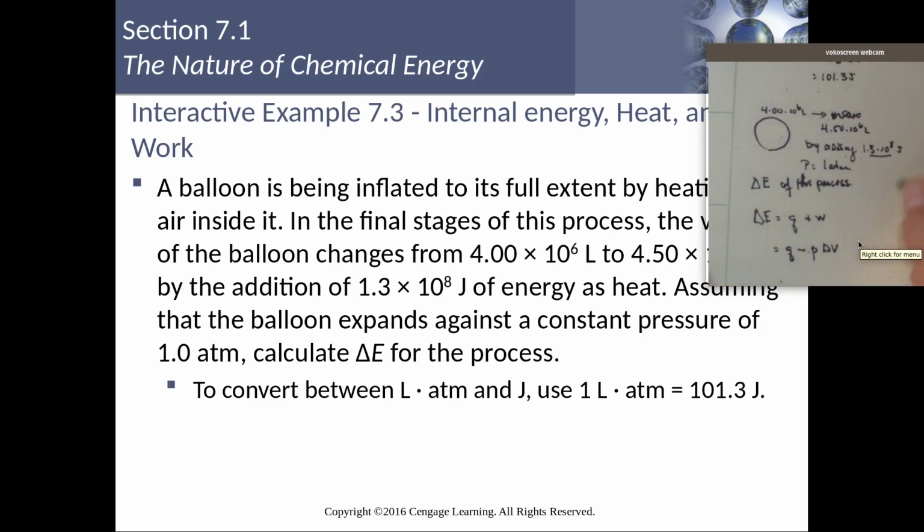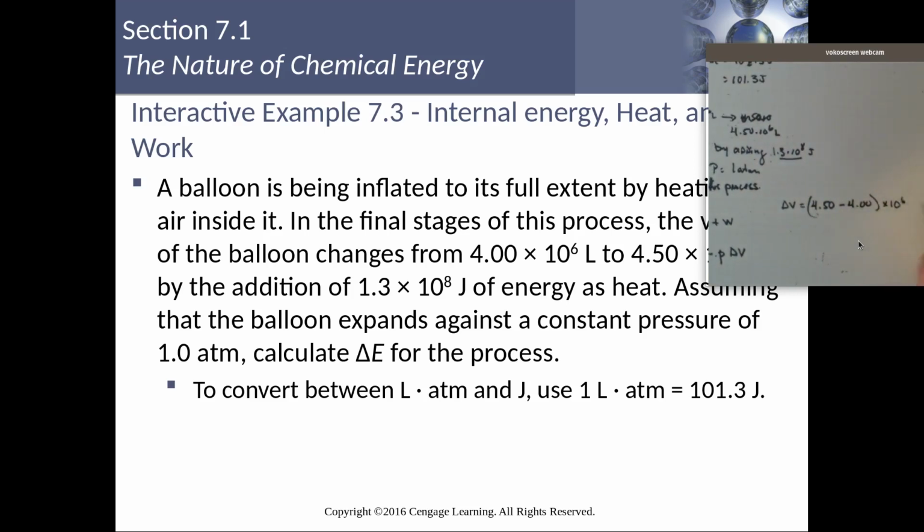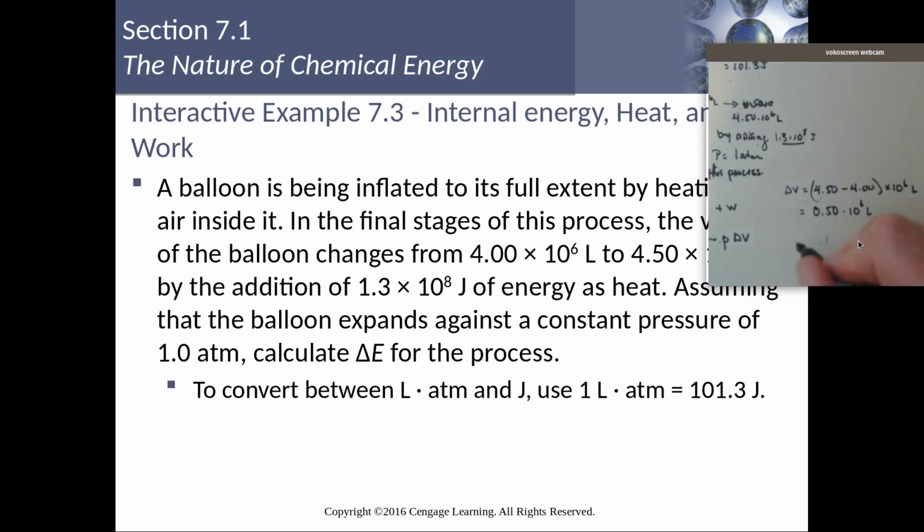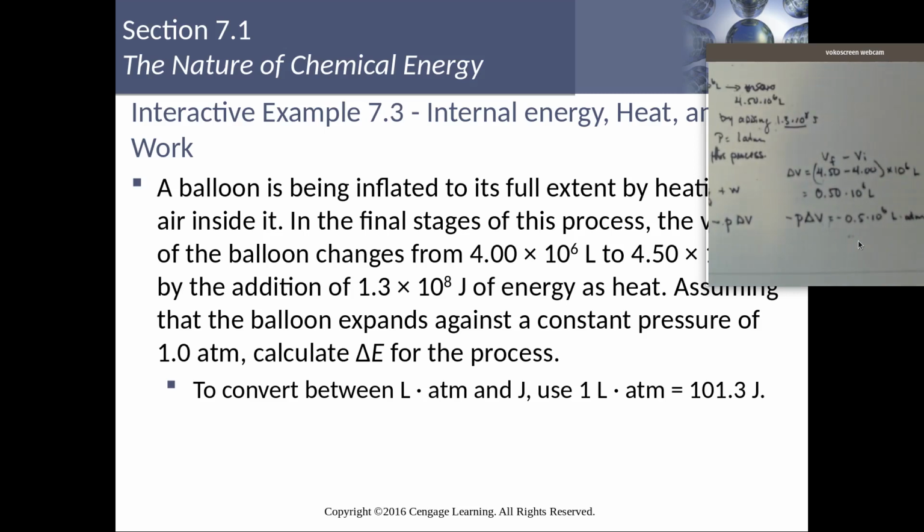P delta V is 1 atmosphere, and my delta V is equal to the final minus the initial, 4.50 minus 4.00 times 10 to the 6 liters, which is equal to 0.50 times 10 to the 6 liters. Therefore my P delta V, V final minus V initial, is equal to 0.5 times 10 to the 6 liter atmospheres. Okay, and I need to multiply that then by 101.3.